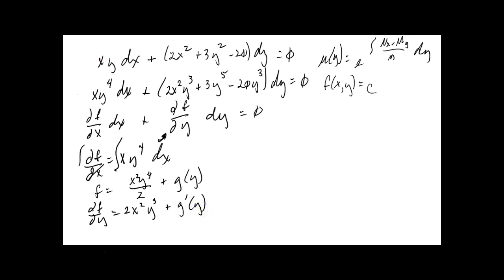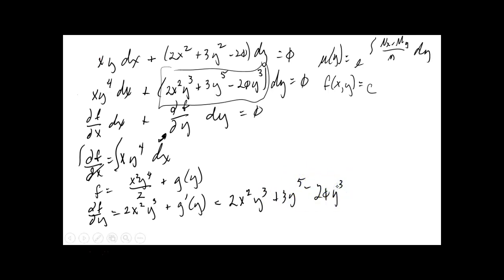Perfect. Okay. Now, this partial of f with respect to y is supposed to be this thing up here, right? So we set it equal to that: 2x squared y cubed plus 3y to the fifth minus 20y cubed. And you notice that these terms are identical, so get rid of them. And this is your dg dy. So make your dg over here equal to 3y to the fifth minus 20y cubed dy. Integrate both sides, and what's your g?